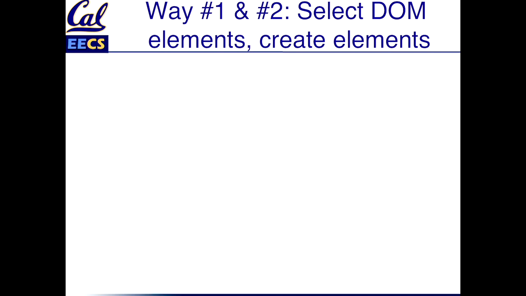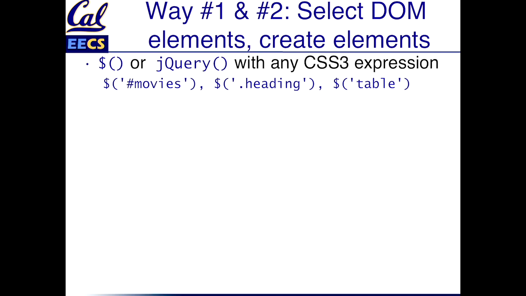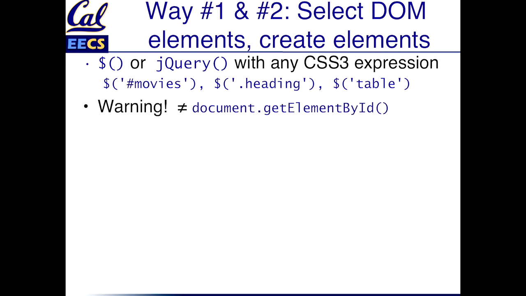So the first 2 ways that you can exploit the usefulness of this function is that you can call it with basically any CSS3 selector and get back a collection of elements that matches that selector. Warning, this is not the same as what you get back from getElementById. First of all, getElementById will only take an element ID. If that's what you want, then in jQuery you've got to do something like this, remembering that the # is the CSS notation for the element whose ID is movies. Here's any element whose class includes heading. Here's, basically by tag, any element whose tag or element type is table.